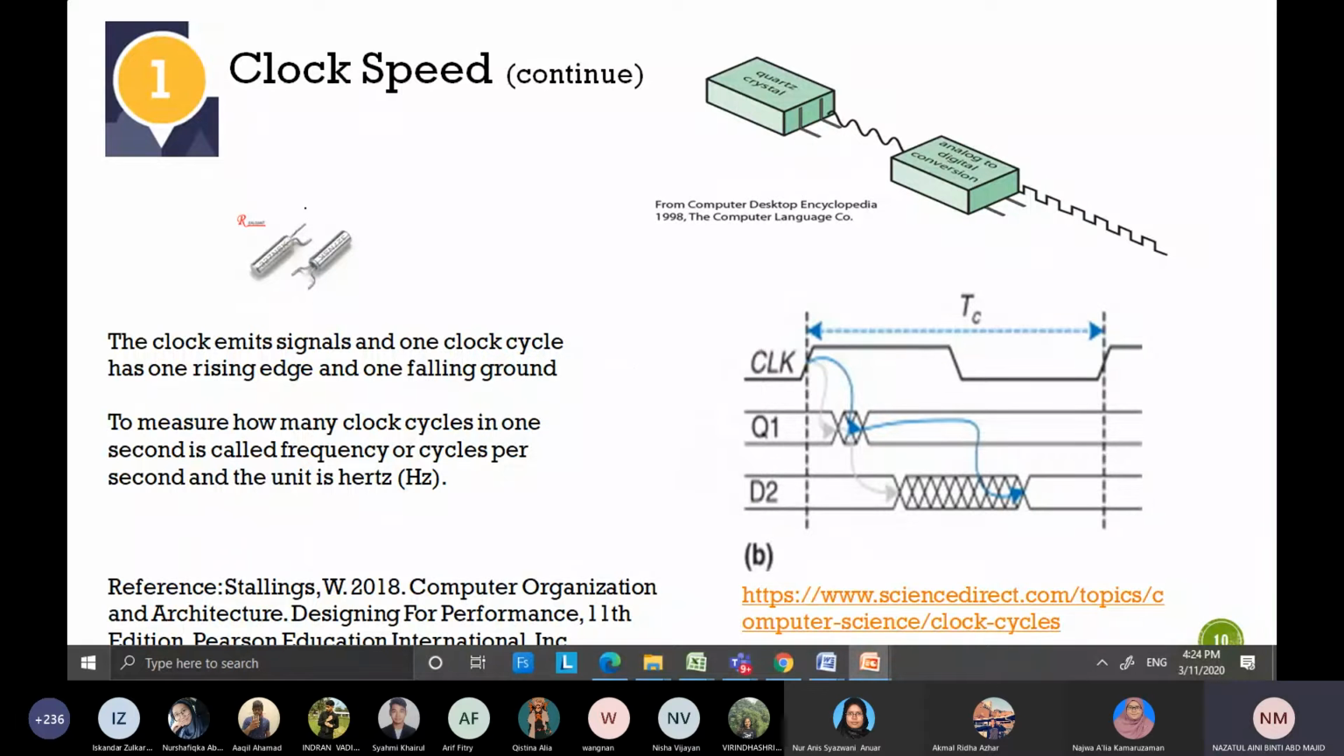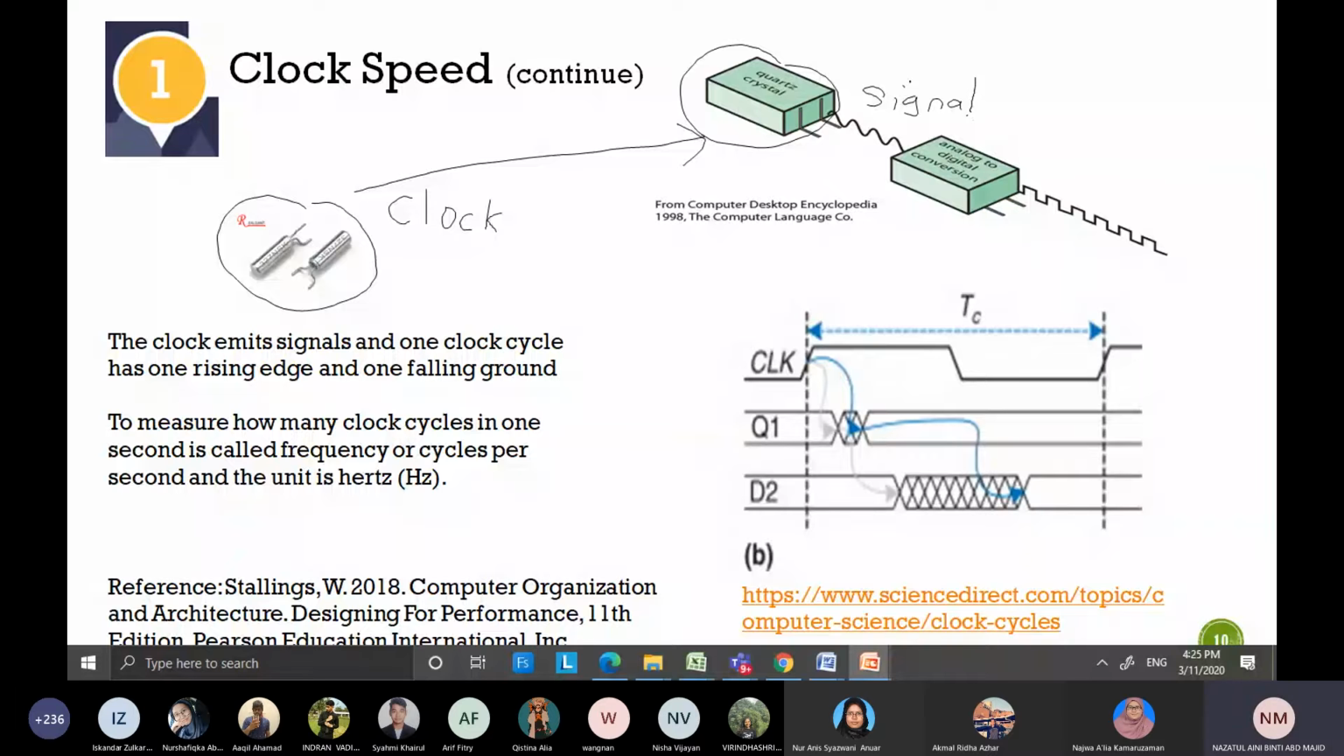Okay, so this is the clock. The clock emits signals, and one clock cycle has one rising edge and one falling edge. The quartz crystal is this. This clock will emit signals. This is the signal.